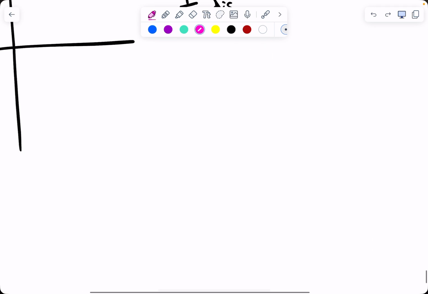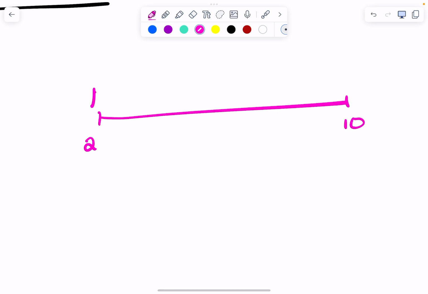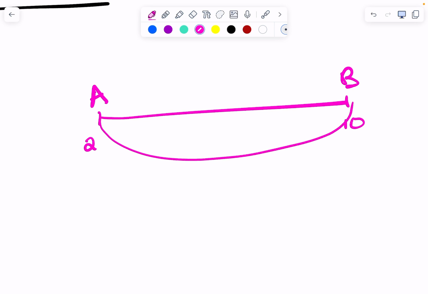Okay, real quick, pause. Let's say I have a number line that goes from 2 to 10. Here is A and here is B, right? How far apart are they, by the way? They are 8 units. I want to go a fourth of the distance.